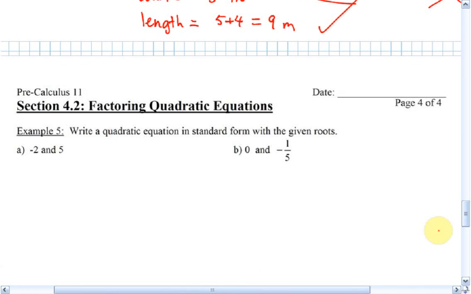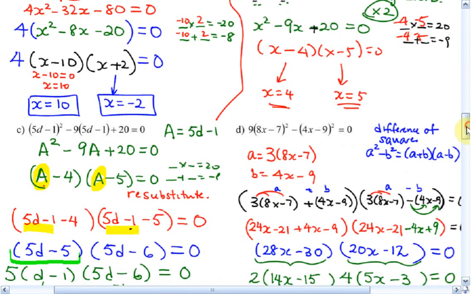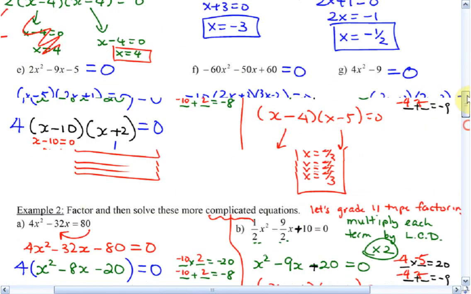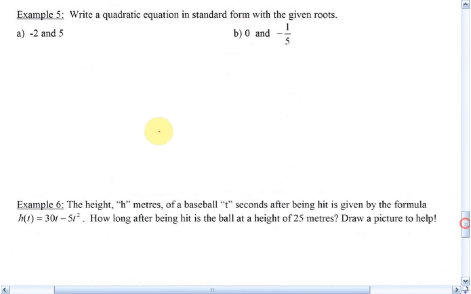Okay, two more things and we'll stop for today. Ladies and gentlemen, one more thing I want to show you. You know how with all the other questions I've given you, I gave you the question and you find the answer? Well, in example number 5, I'm switching it around. I give you the answer, or I give you the roots. Remember, roots are like the solutions. So I gave you the solutions. I want you to come up with the question.